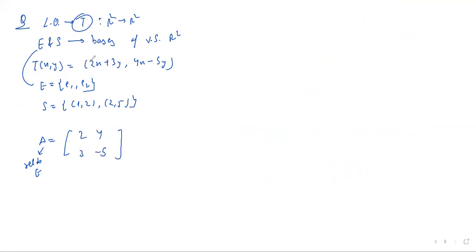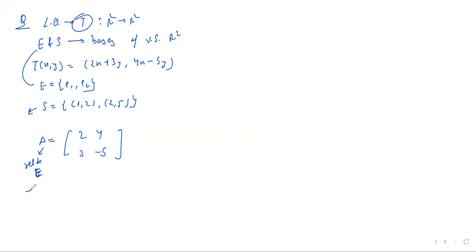We just have to write the coordinates, because relative to the standard basis we can write it from the coordinates only. So this will be my A, the matrix relative to E. Now let's find the matrix B, which is on the basis S. What will be my matrix B?